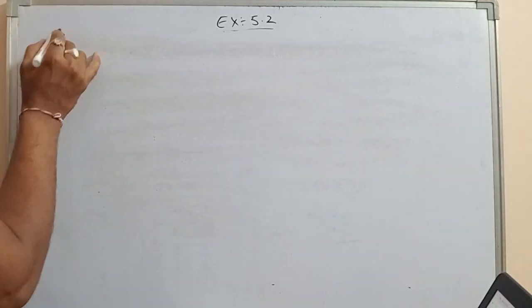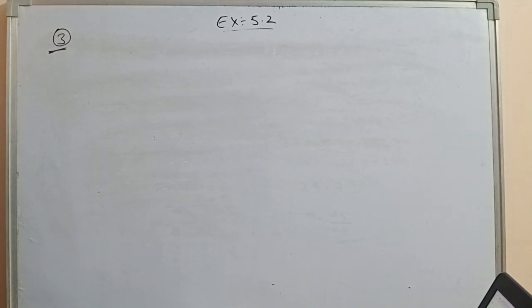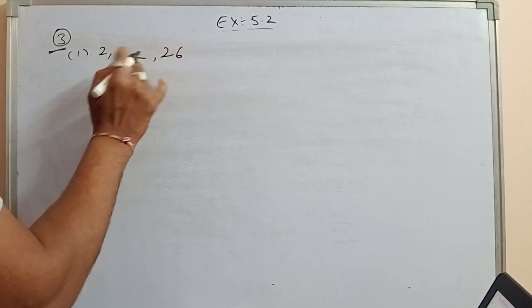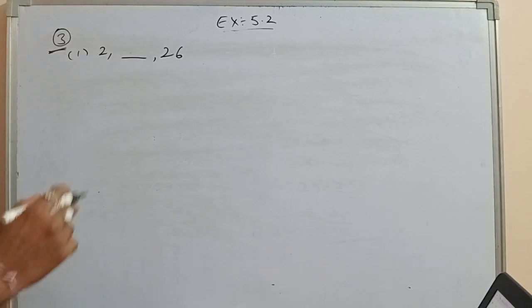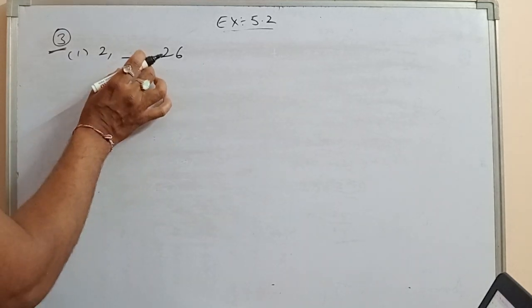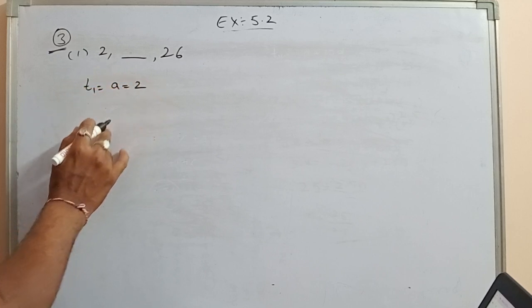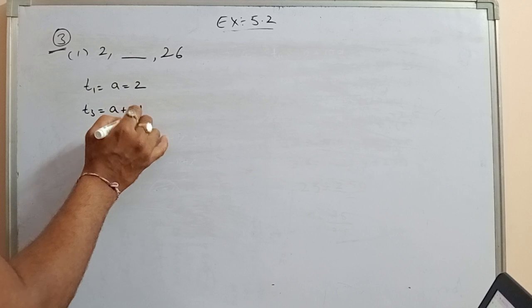So in third bit, we have: in the following APs, find the missing term in the boxes. The first one is 2, comma, a second value we don't know, and the third value is 26. This is an AP and we have to find the box value. So we know T1 is equal to a is equal to 2, and T3 is equal to a plus 2d.